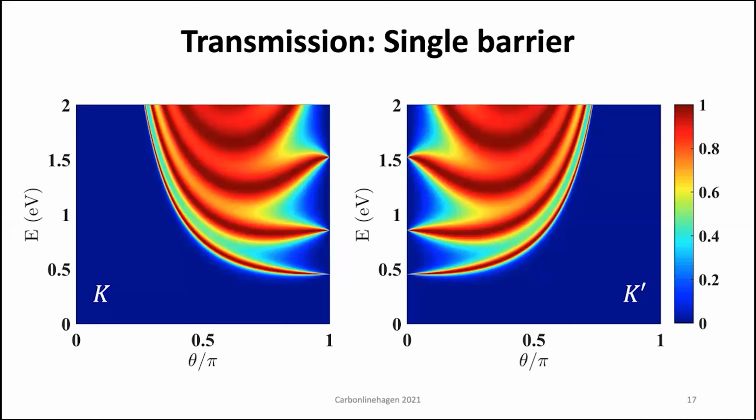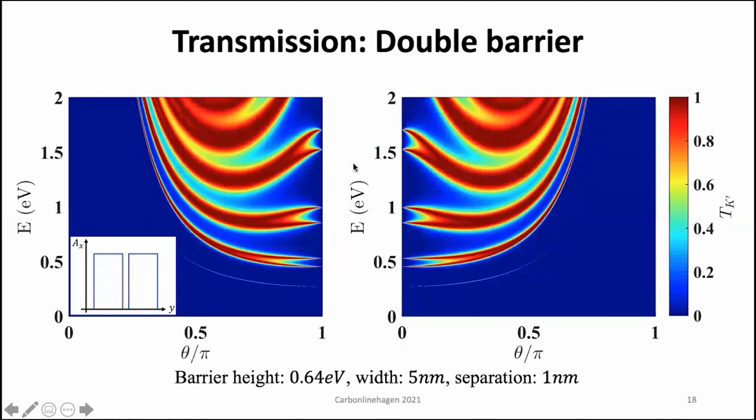So as my states are incident on the fold area closer to being parallel to the direction of the fold, I will have transmission from one valley more than from the other. That's what these plots are telling me. This is a single barrier. What happens with a double barrier?